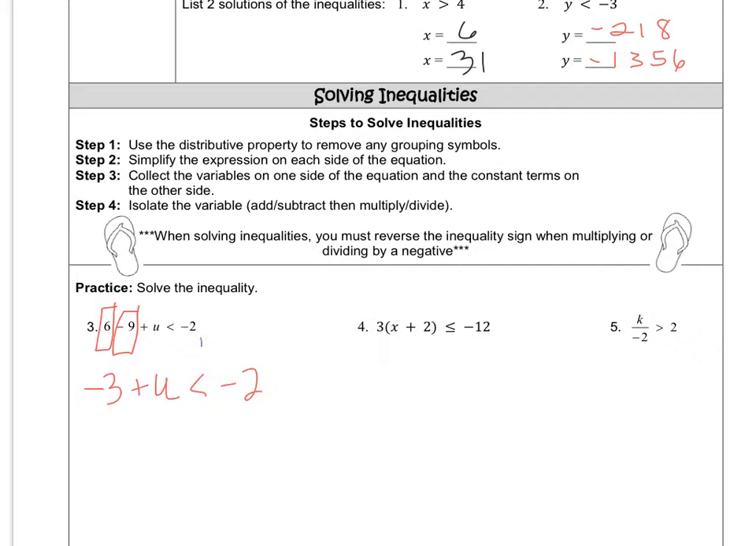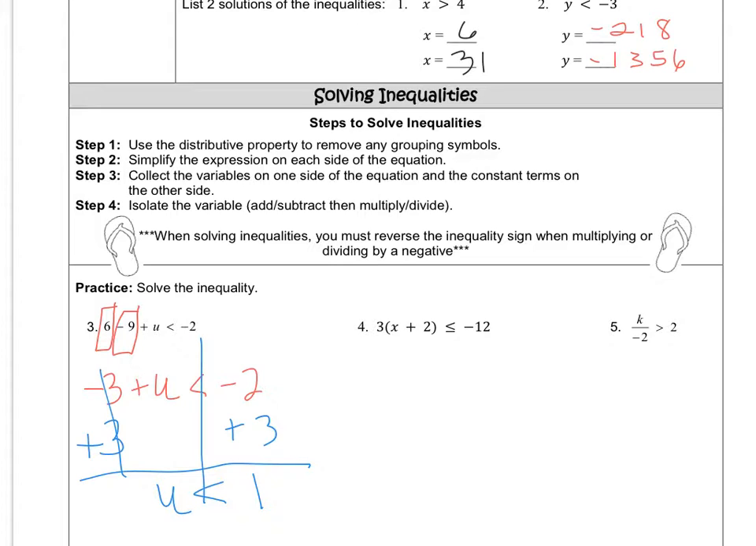So when we're adding, I'm going to go ahead and draw my line. It's just drawing down the inequality instead of the equation. The inverse operation to -3 is +3, so I'm going to do +3 on both sides. My 3's cancel out, and I have u is less than -2 plus 3, which is 1. Now there's nothing to divide. My u's already done, so nothing to flip-flop. That's my answer.